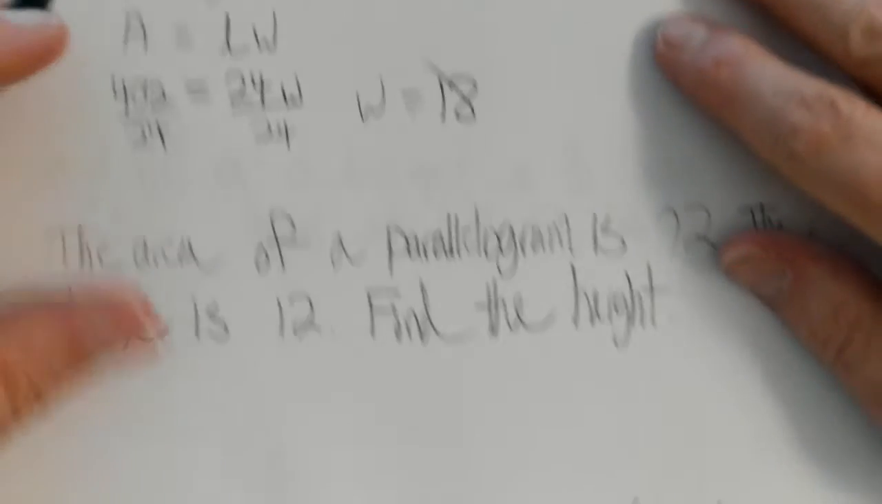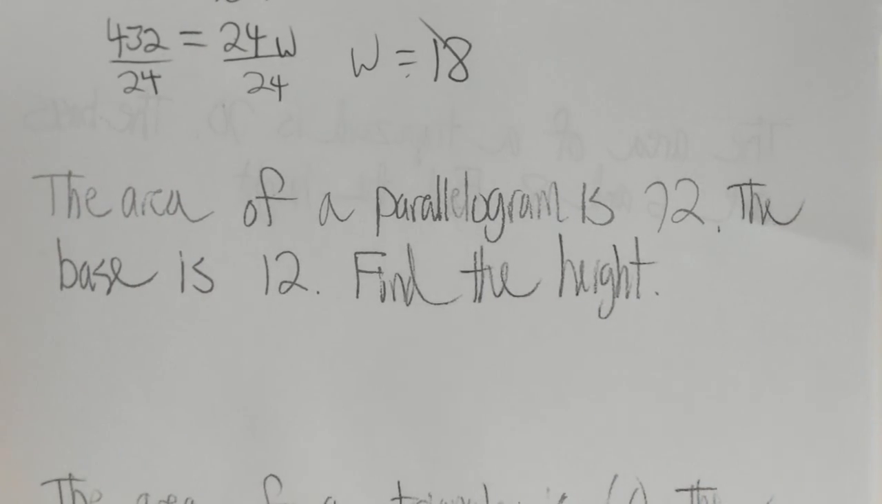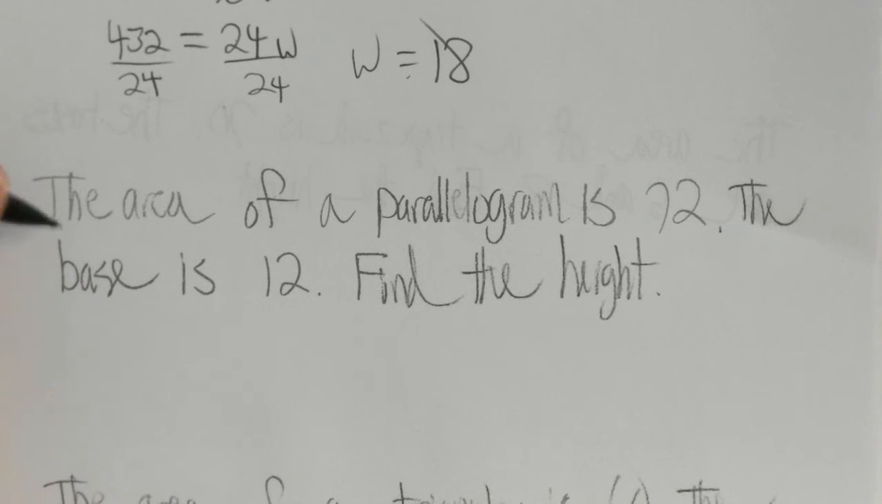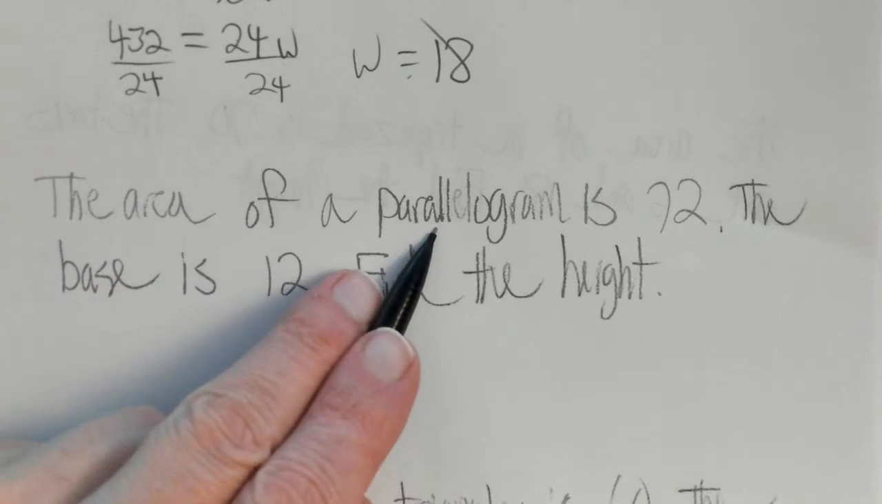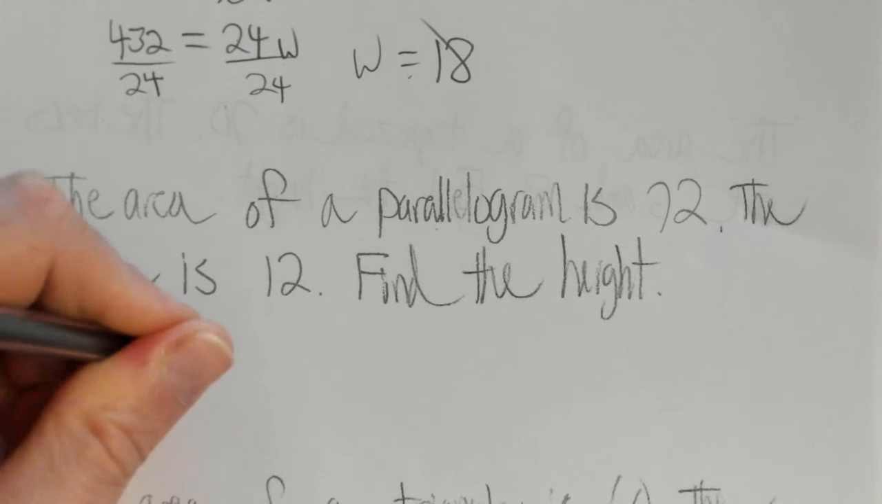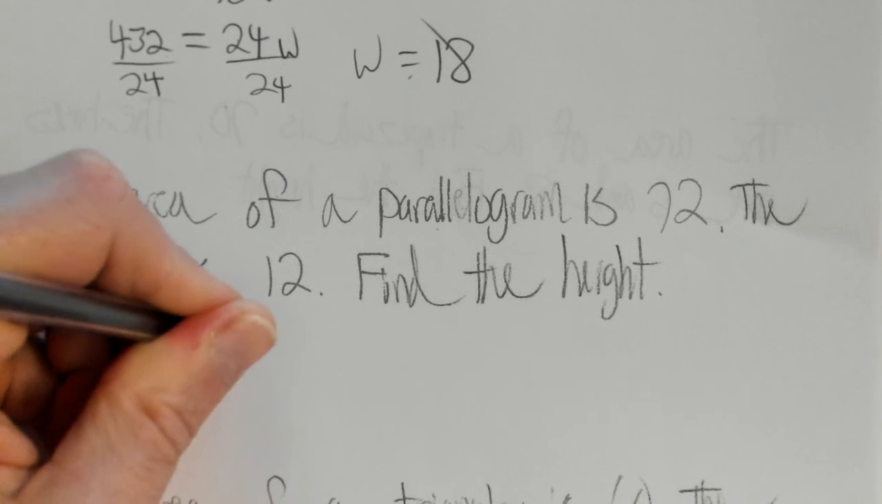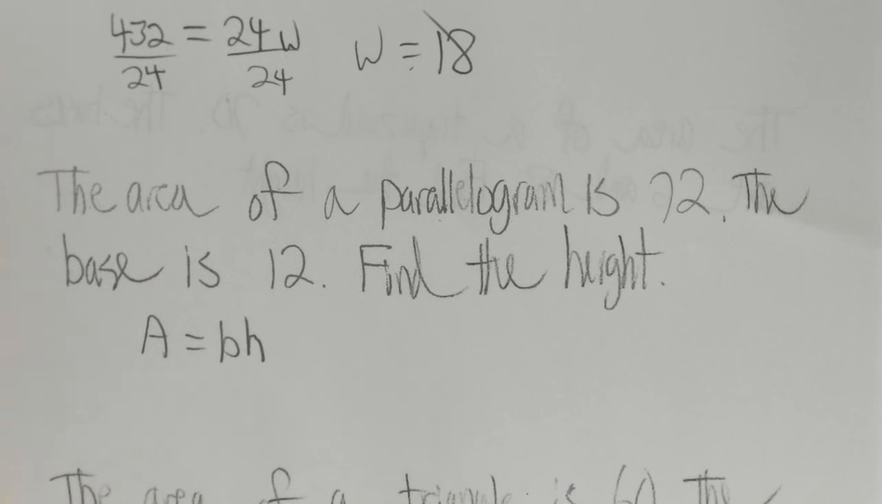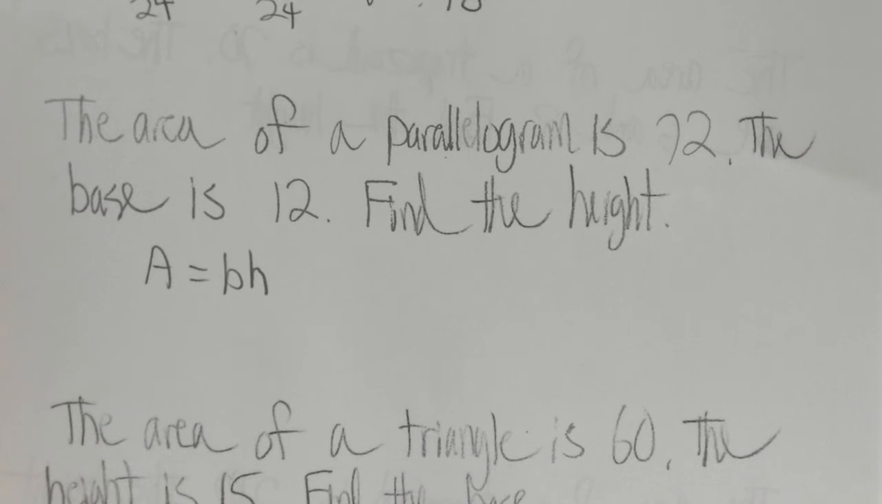All right, what about one like this, though? Okay, let's say that the area of a parallelogram is 72, the base is 12, find the height. Again, what formula do I need to go for? Area of a parallelogram. What is it? Area equals base times the height. So you may need to reference the notes from 8-1 because those notes have all the formulas in it, right? So you're going to need that when it comes time for you to take your quiz.